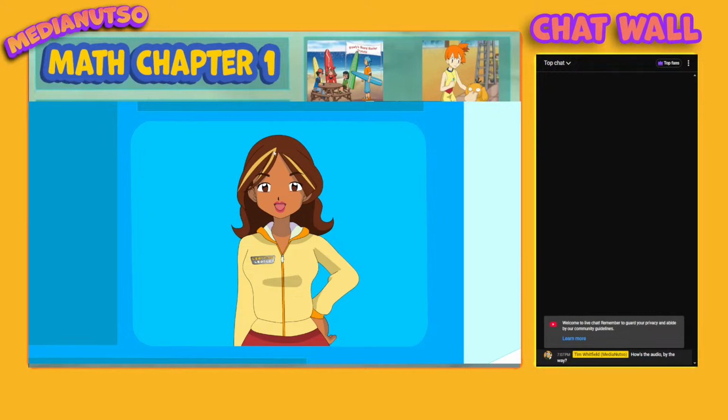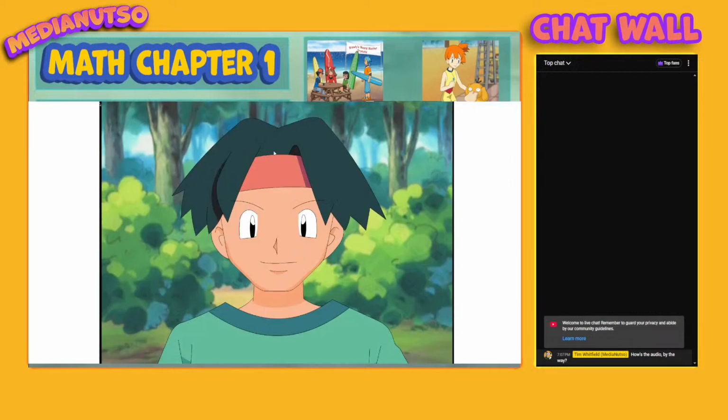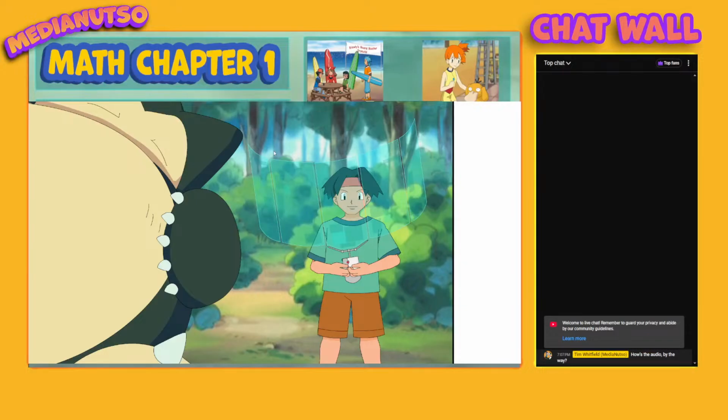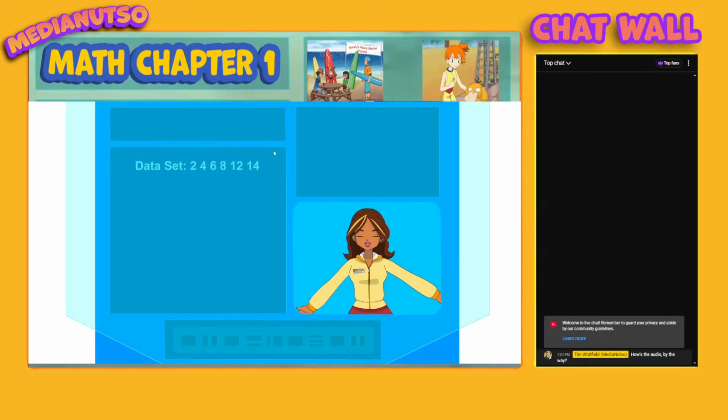What number is in the middle of the list? 33. It's right in the middle of 5 numbers. Yup. So the median is the number that comes right in the middle. But what if there are 2 numbers in the middle? I mean, if we had 6 instead of 5 numbers, there would have been 2 numbers in the middle. Which is the median? Great question.